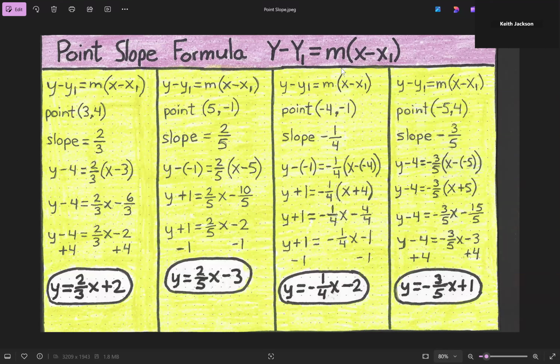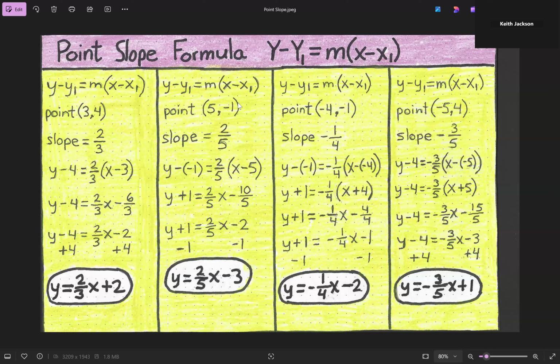In this video, we're going to acquaint ourselves with the point-slope form of a linear equation. And we say it like this: y minus y sub 1 is equal to the slope, which is m, times the quantity of x minus x sub 1. We use the point-slope formula to help us find the y-intercept form of a linear equation. In other words, we're going to find y equals mx plus b.